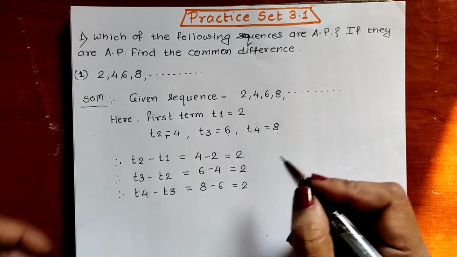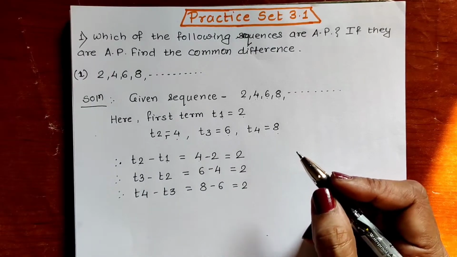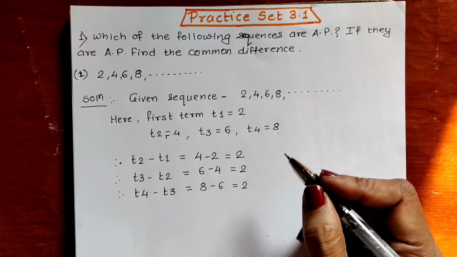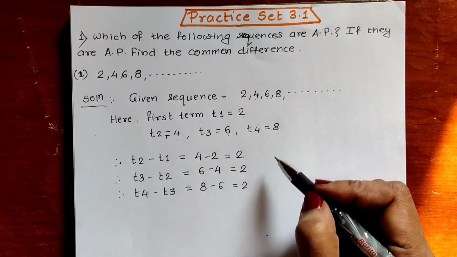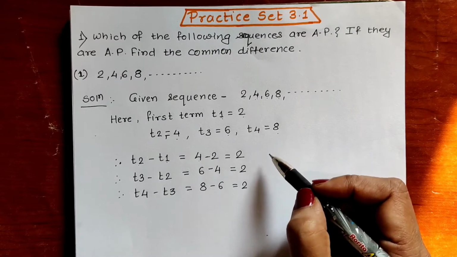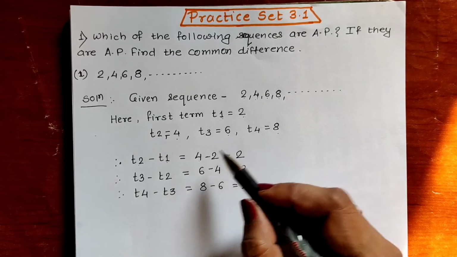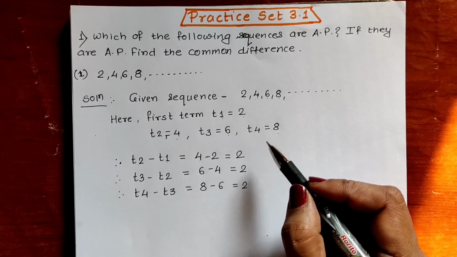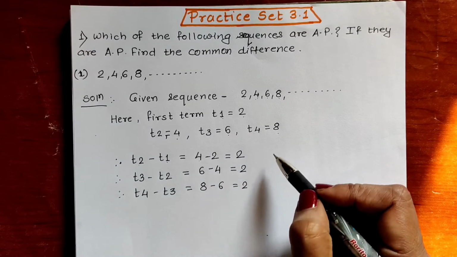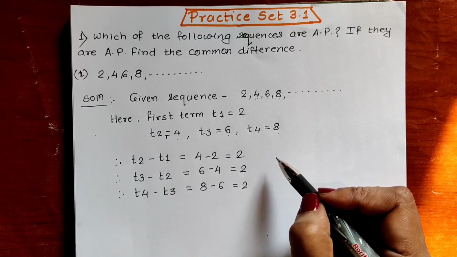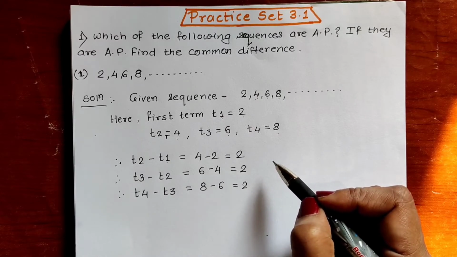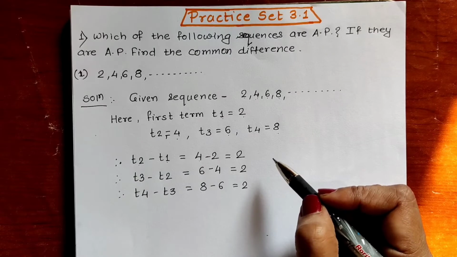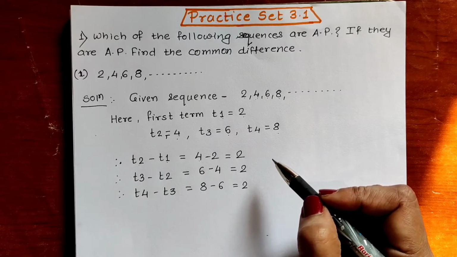So every time when we subtract the previous term from the next term, we are getting answer 2. That means answer is constant. This answer is the difference between two terms. This difference is known as common difference, because this is constant and that's why it is a common difference, and it is denoted by small d. So let us first write the answer statement carefully.